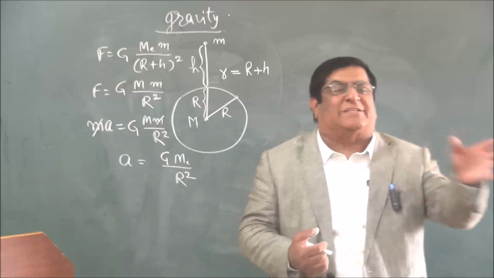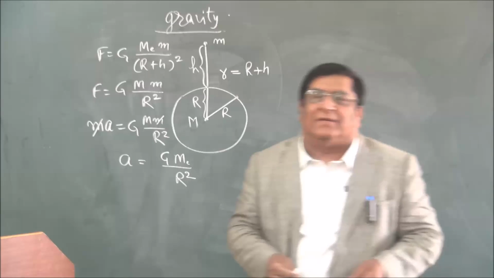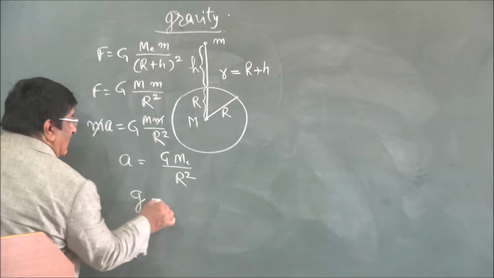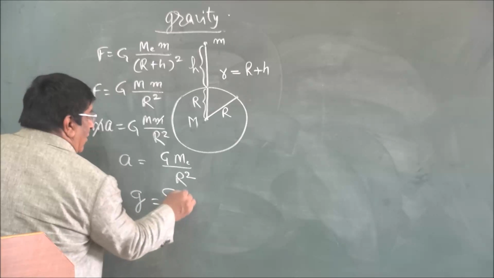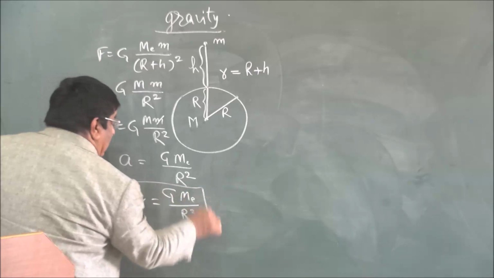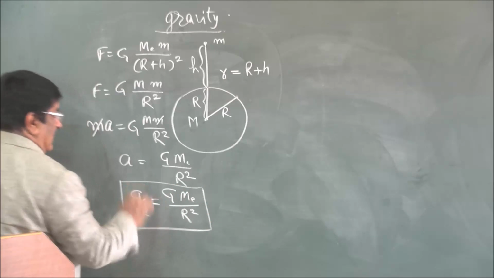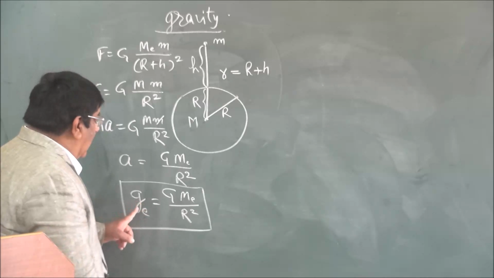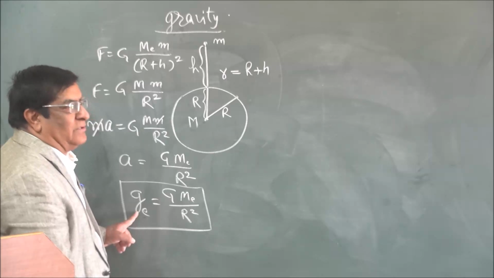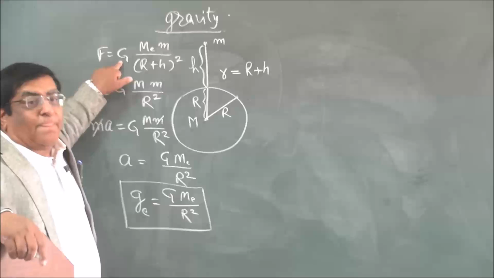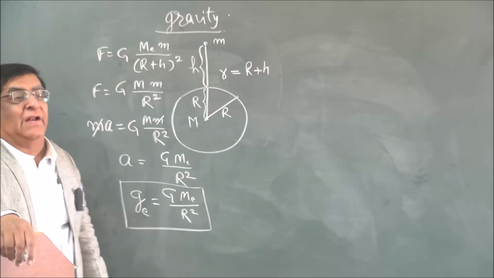So we give it a special name because it is due to gravity. We give it a symbol of, yes, you all know what that is? Small g. So small g is equal to G M_e upon r square. Please remember this. That is at the surface of Earth. So acceleration due to gravity is small g, and this is what? Capital G, that is gravitational constant.